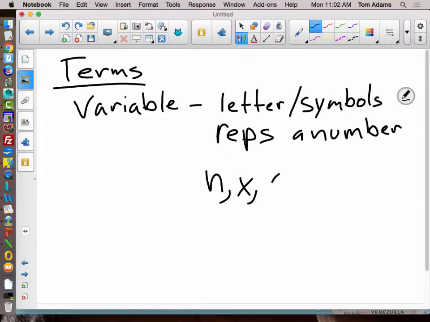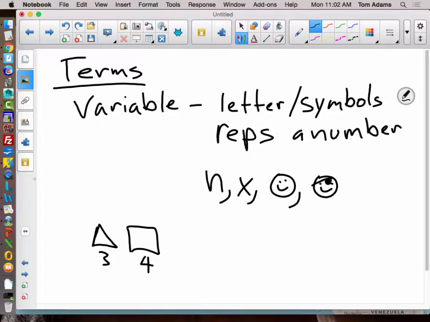N, X, smiley face, winky face. Actually, that's more of a pirate face. Okay? But those represent numbers. All right? So before we said that we had shapes. Well, we could say that n represented the number of sides. And to get from shape to shape to shape, what we did is we did n plus 1.